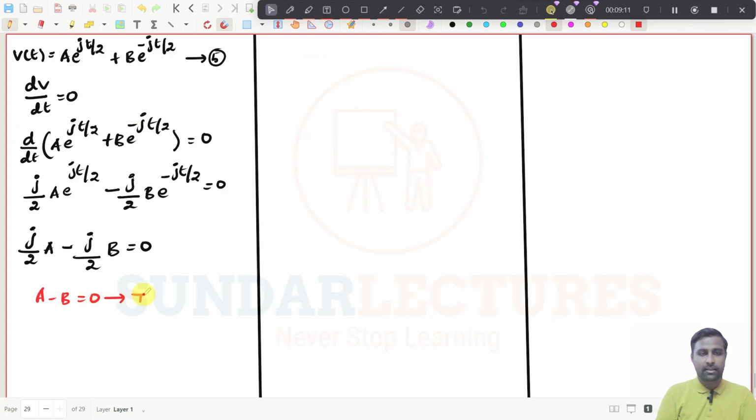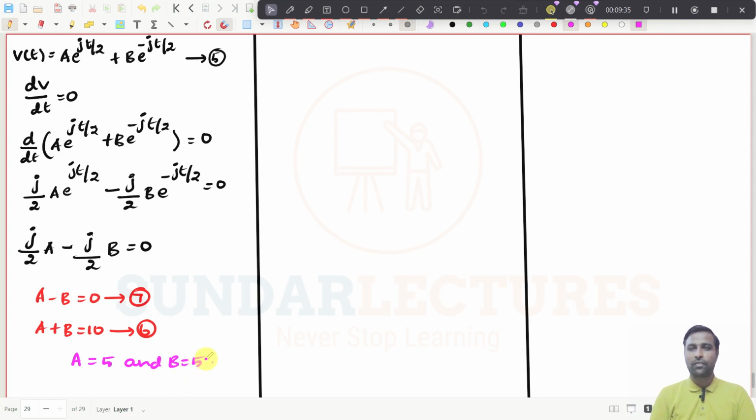This is 7, and what is 6 now? a plus b, which is equal to 10, and that is expression number 6. If you simplify these two, this is two unknowns, right? If you simplify this, you will get a equal to 5 and b equal to 5. These are the values. Now we have found what a and b are. Now we can substitute in this expression, the expression of v of t. It is very easy to substitute in this expression now.